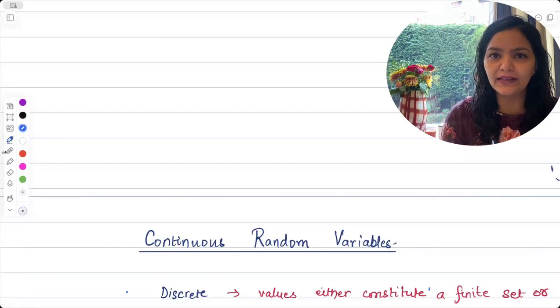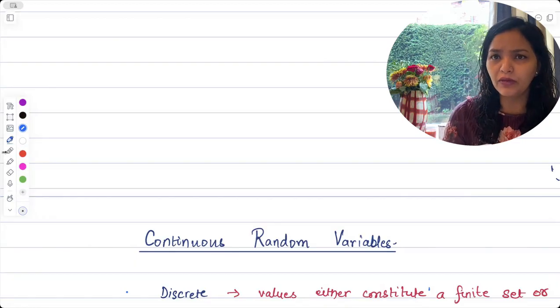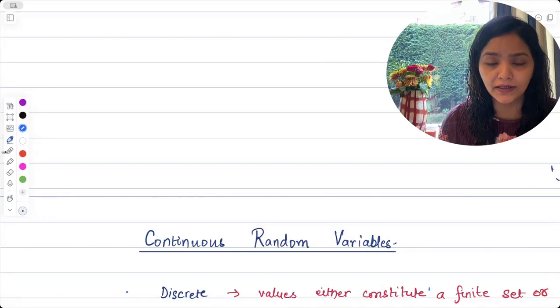We've already seen there are discrete random variables. We've discussed discrete random variables in detail. Today we'll talk about the continuous. Now, what do we mean by discrete? What do we mean by continuous?